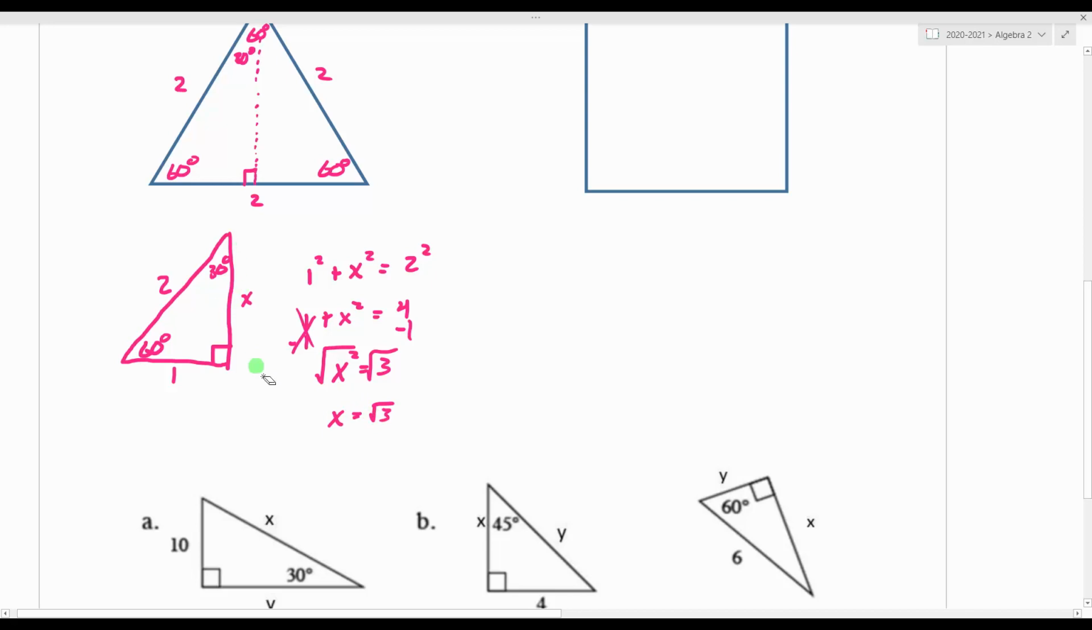So this side is root 3, and I'm going to go ahead and put that into my diagram here, because I'm going to be using this diagram later to help me with these problems down here. Okay, so there we go.